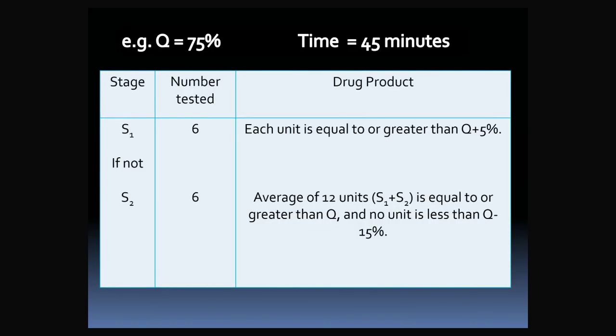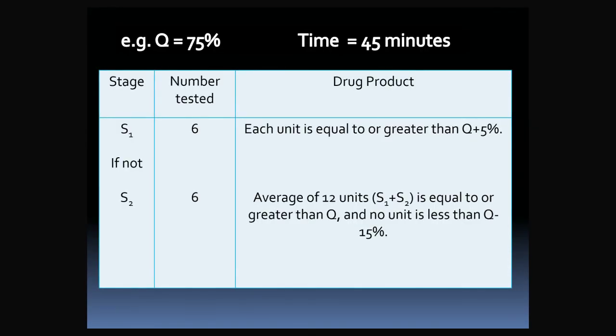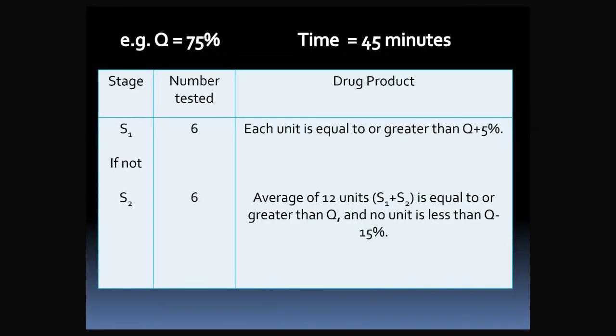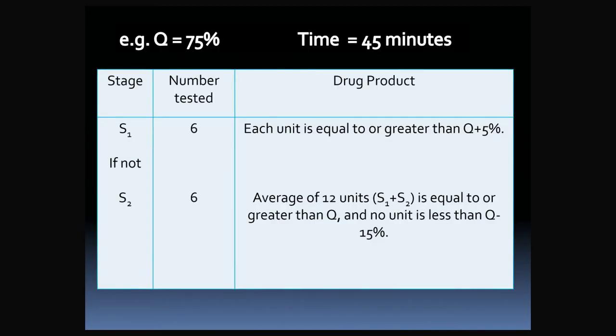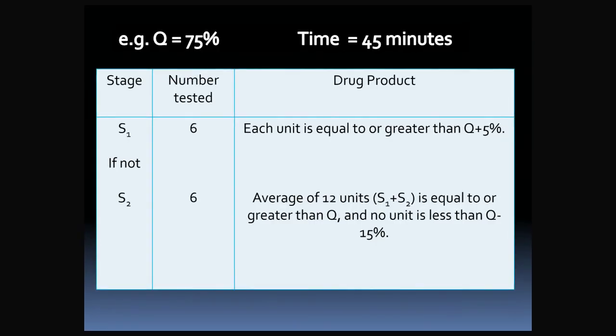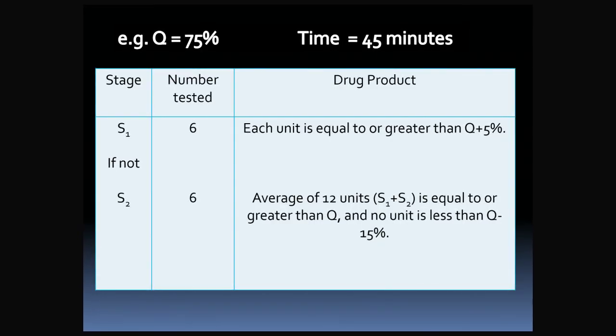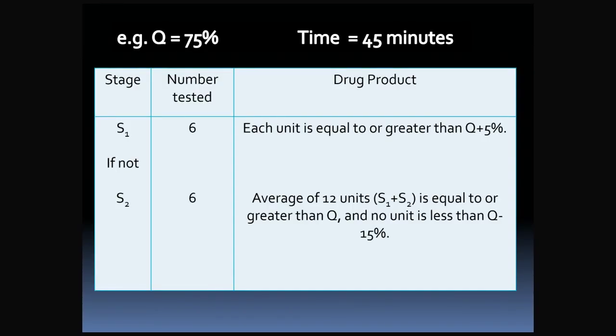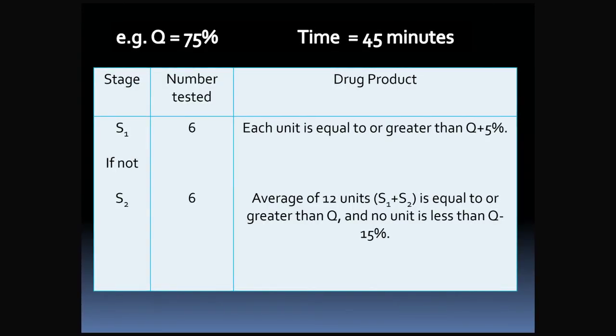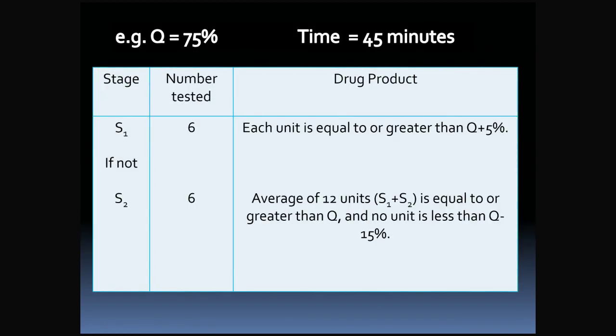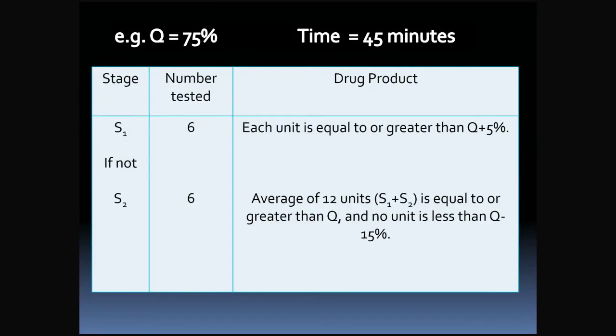This table outlines the statistical hurdles a batch must clear, starting with Stage 1, where all 6 initial units must individually exceed the threshold of Q plus 5%. If a single unit fails that high bar, meaning it dissolves at less than 80% when Q is 75%, we trigger Stage 2 by testing 6 additional units.